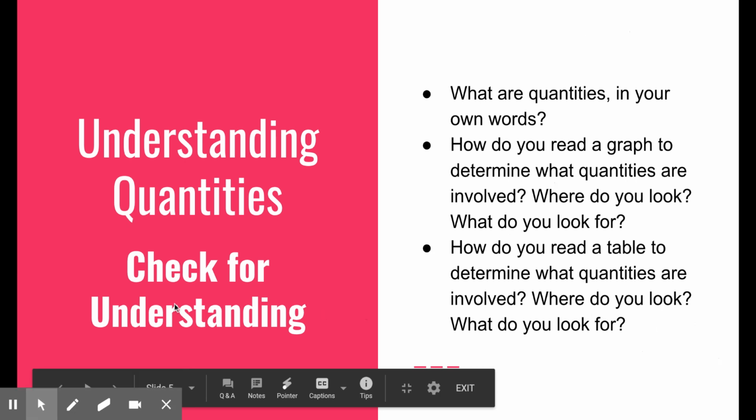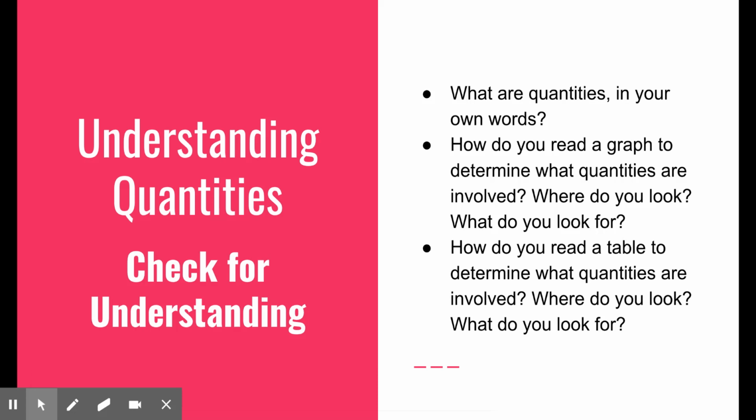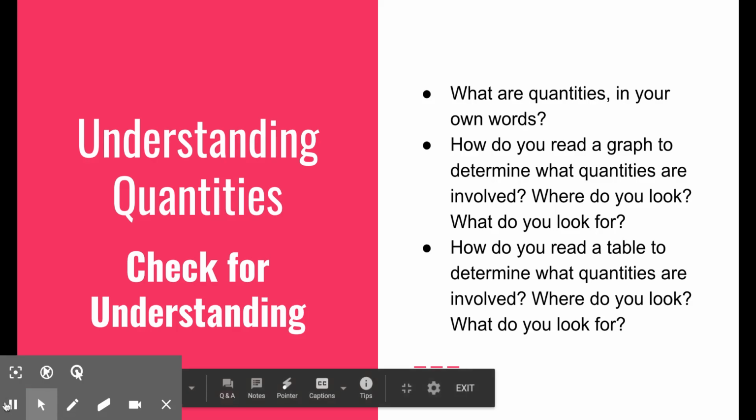All right, so let's check for your understanding on this piece. First of all, make sure that you can answer what are quantities in your own words. How do you read a graph to determine what quantities are involved? Where do you look and what do you look for? And also make sure you understand how to read a table to determine what quantities are involved. Again, where do you look and what do you look for? That's quantitative reasoning.